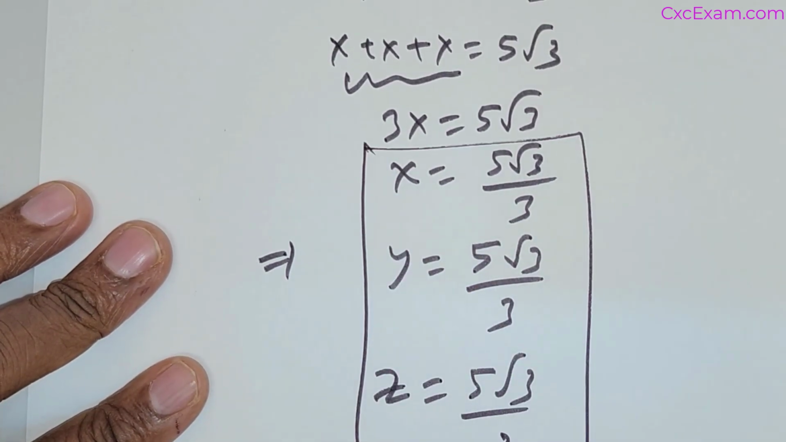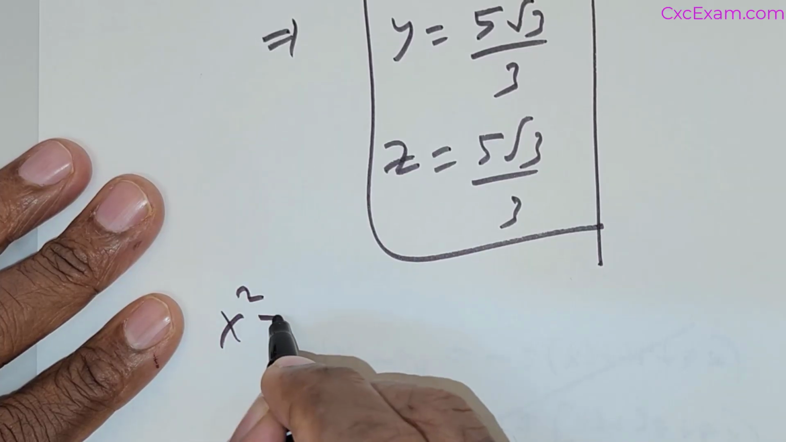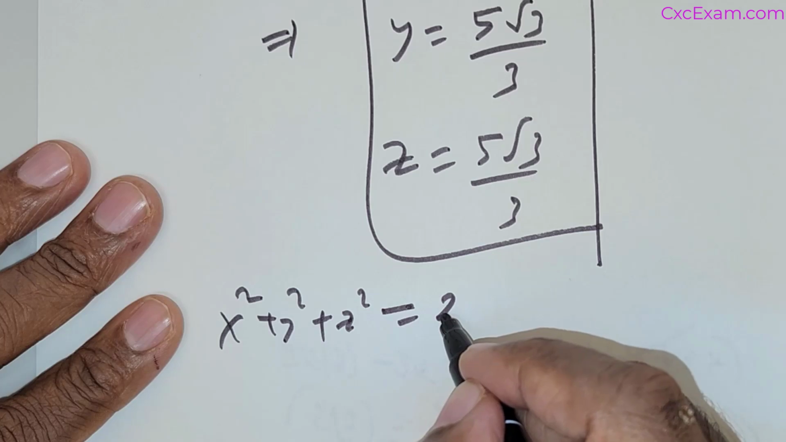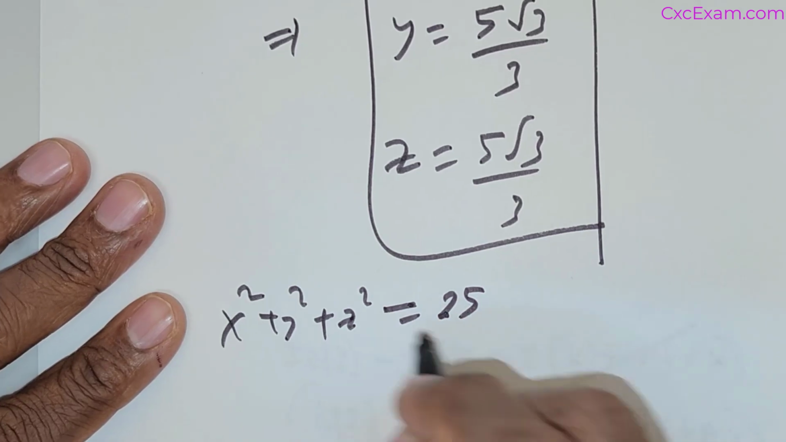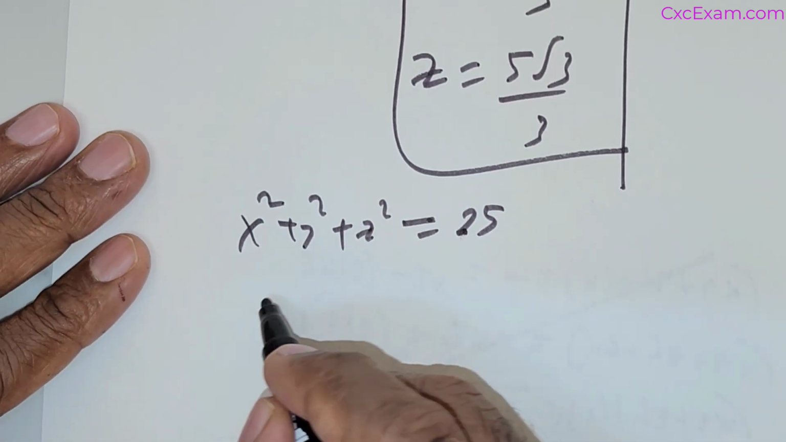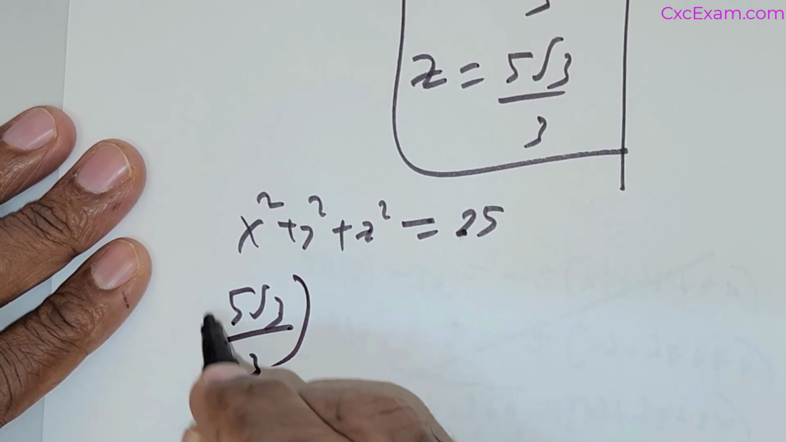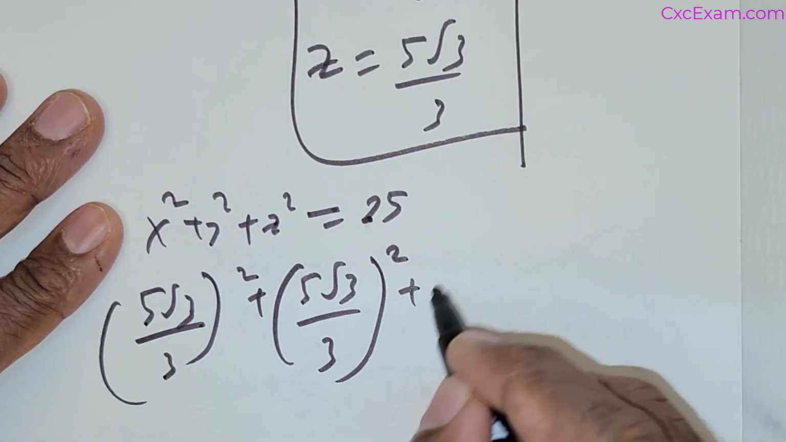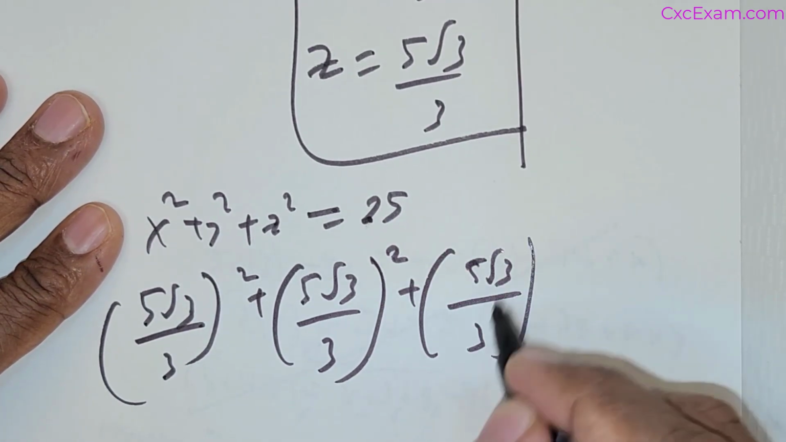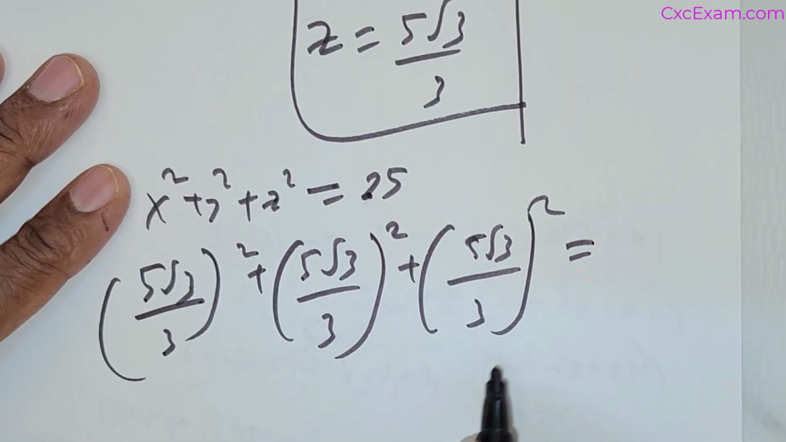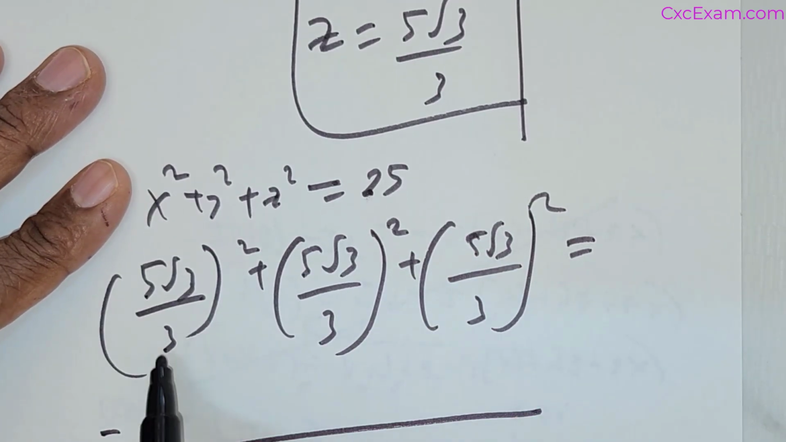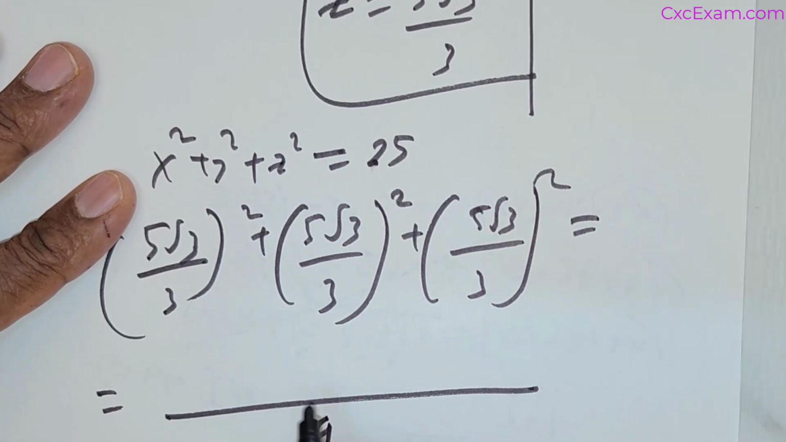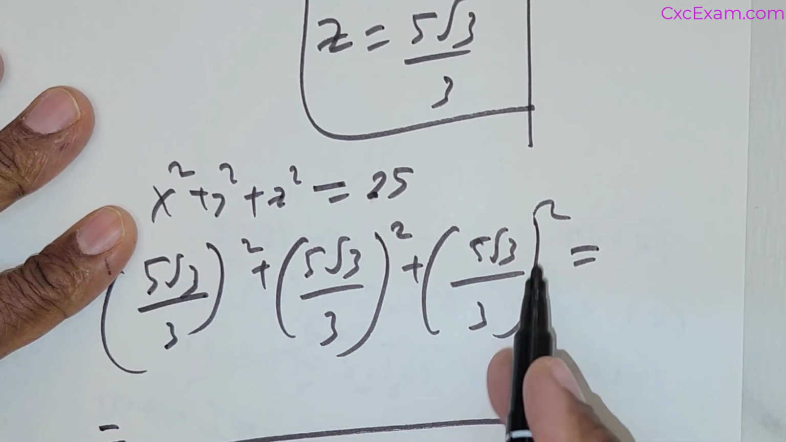Now let me show you the check. What is the check? x squared + y squared + z squared is equal to 25. I'm going to check here. So you substitute the values: (5 root 3 divided by 3) squared + (5 root 3 divided by 3) squared + (5 root 3 divided by 3) squared. This should be equal to the right hand side. So let me check that. 3 squared, 3 squared, 3 squared is going to give me 9, and you add all those things.